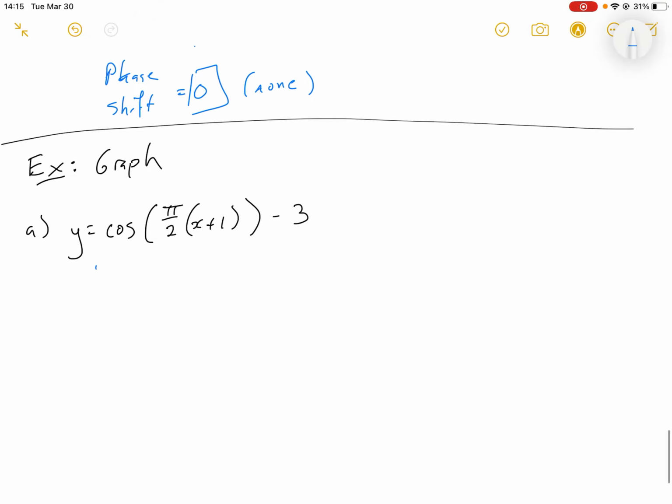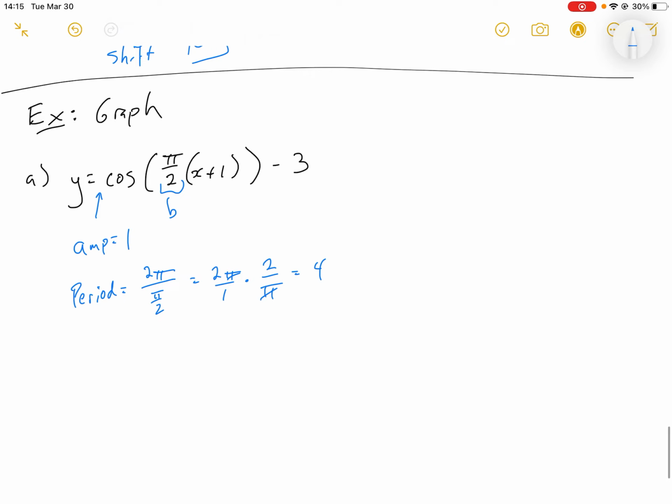All right. So first of all, notice that there's no number here. That means that the amplitude is just 1. Second of all, this is my B value, so let's go ahead and find the period. The period is 2 pi over 2, which is 2 pi over 1 times 2 over pi. And so the period is actually just 4. So we've left our pi mode, and now we're just going to write the period equals 4.